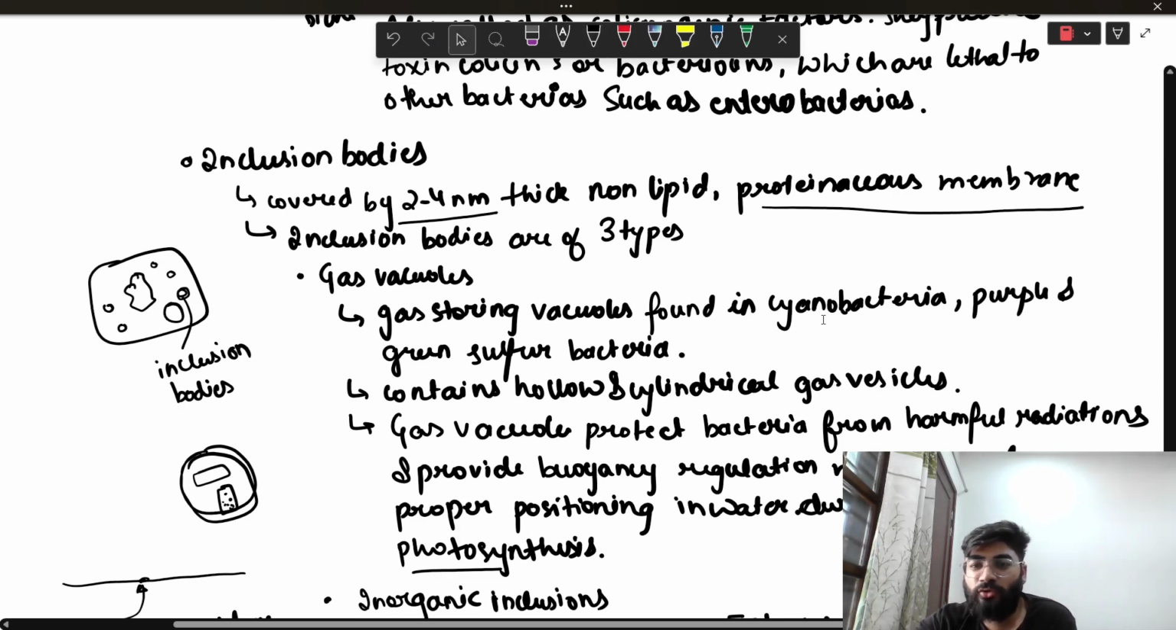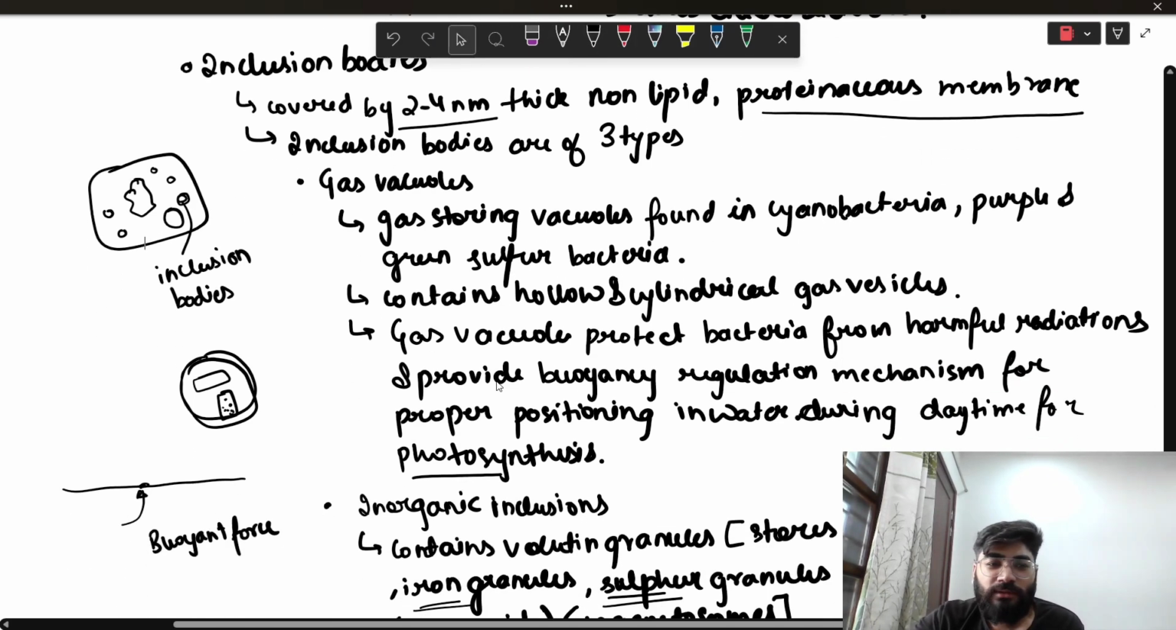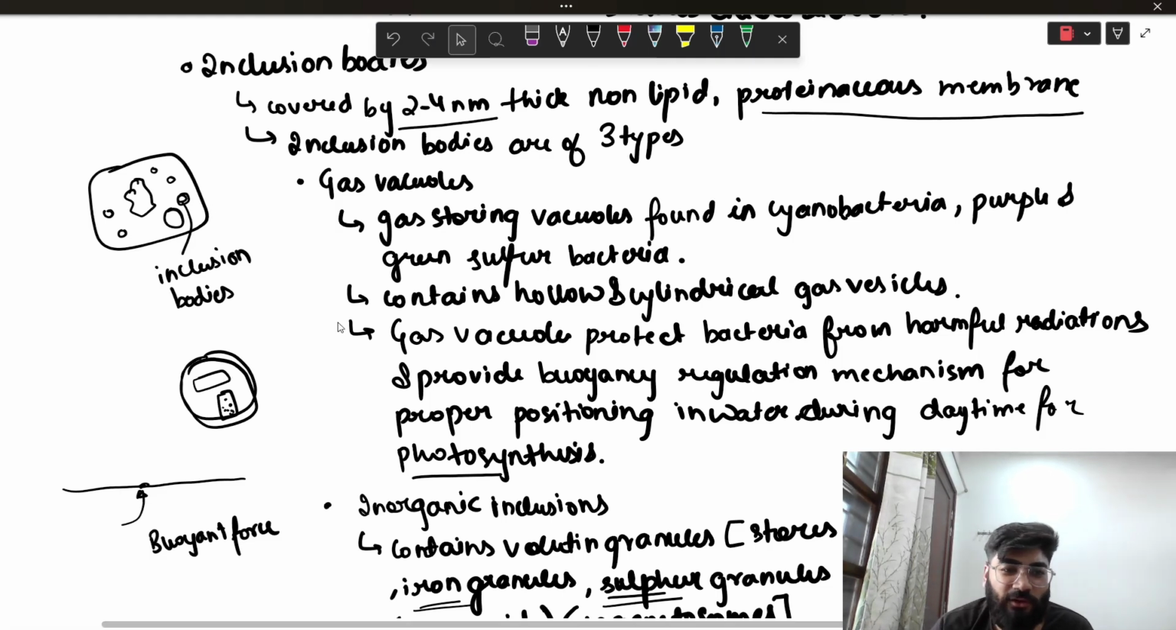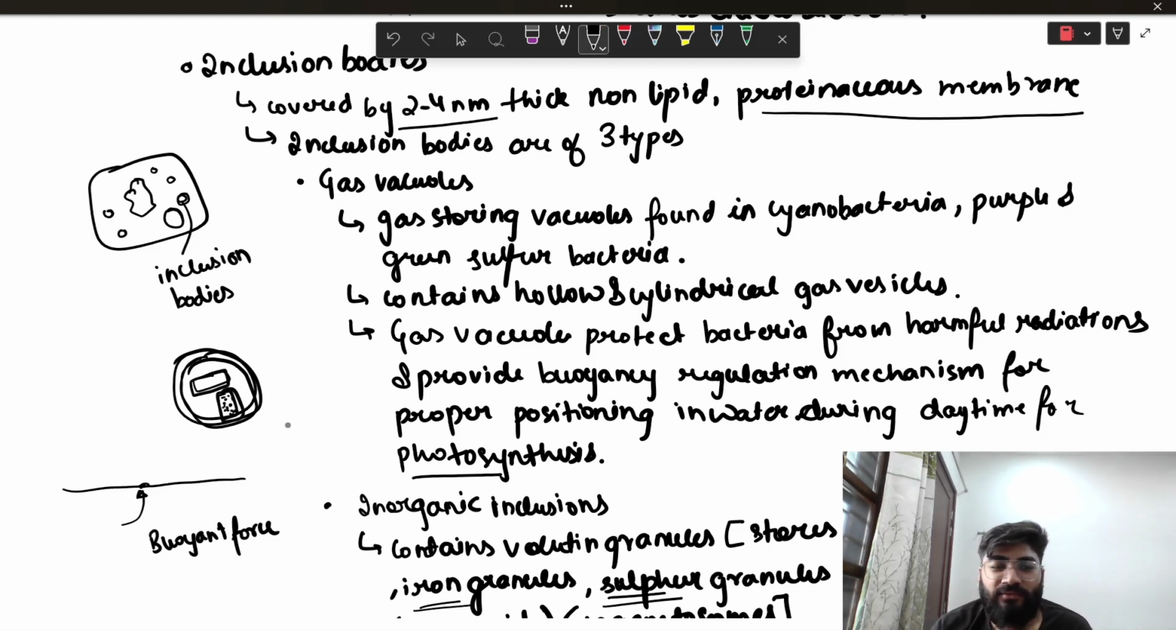It is found in cyanobacteria, purple and green sulfur bacteria. So inside, let's say we take one of the gas vacuoles here, and this gas vacuole will have hollow cylindrical vesicles which will store the gas inside them, and it will help in providing buoyancy to the bacteria.